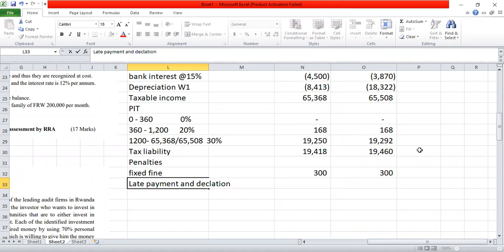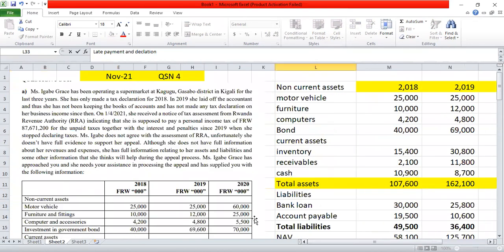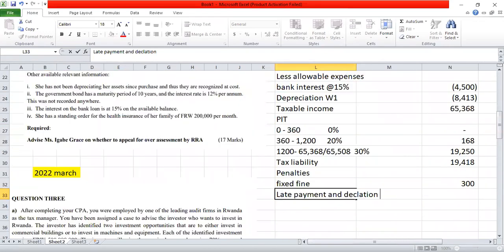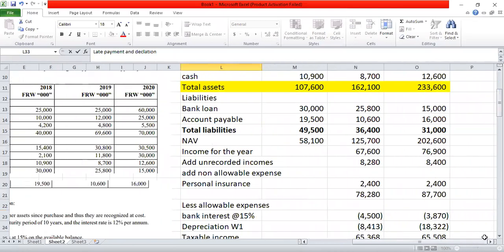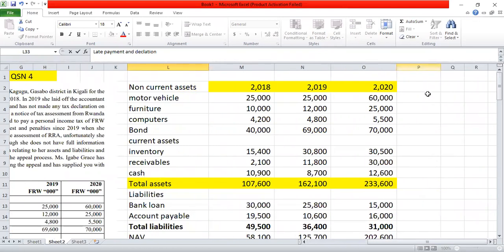So we need to look at this first, 2019. Remember, they did not declare until the notice of assessment on 1st April 2021. So if you are analyzing 2019, how many days was 2019 late, such that you can know the penalty? Late declaration and payment, 2019.